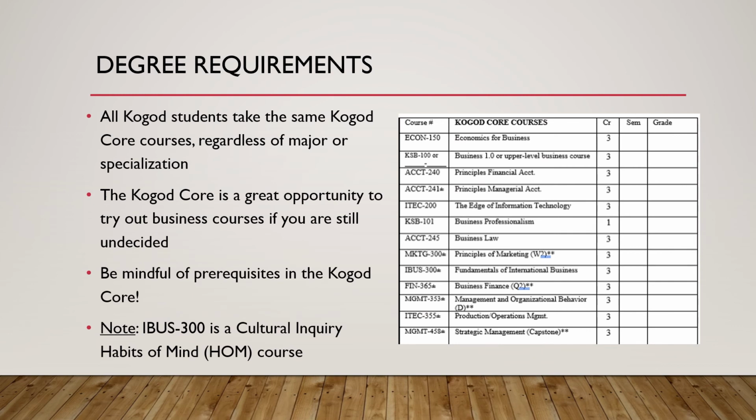As I mentioned on the previous slide, all Kogod students take the same Kogod Core courses regardless of their major or specialization. You will see a picture of those on the right. The Kogod Core again is a great opportunity to try out business courses if you are still undecided, but you must keep in mind prerequisites since some of the courses must be completed before others. One related note, IBUS 300, which is the Fundamentals of International Business course, is a cultural inquiry and the habits of mind requirement.